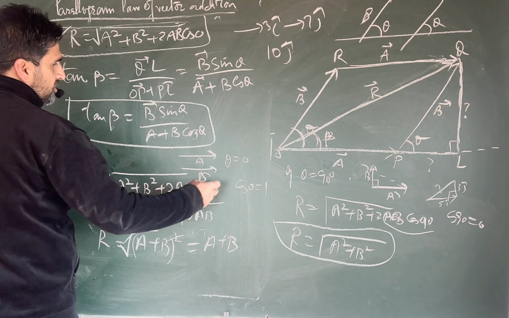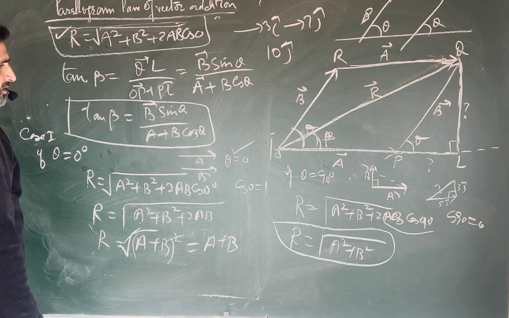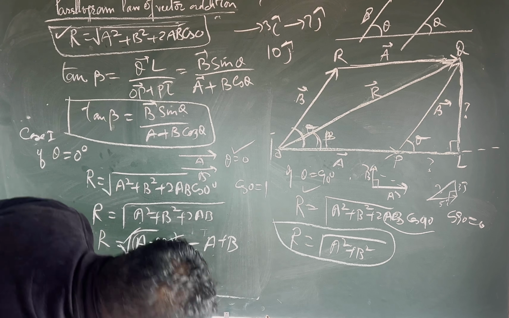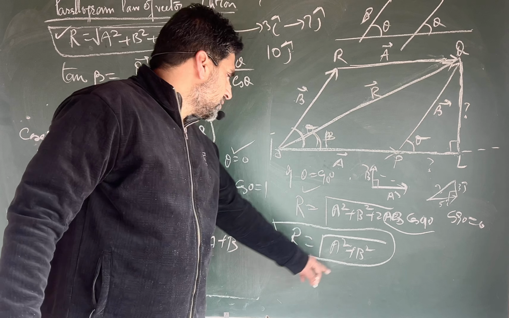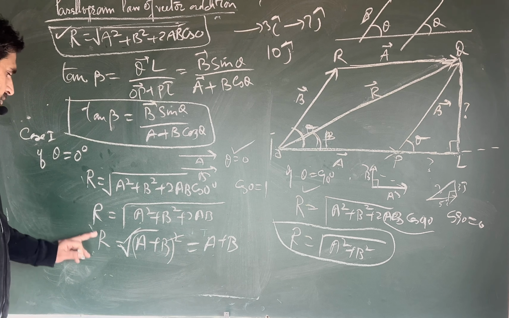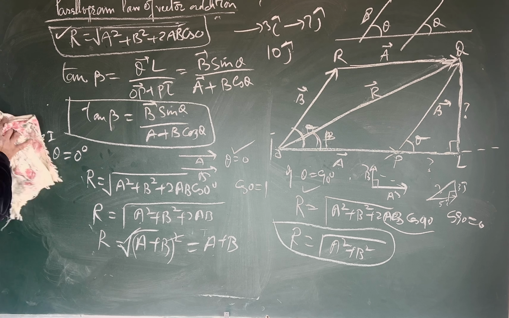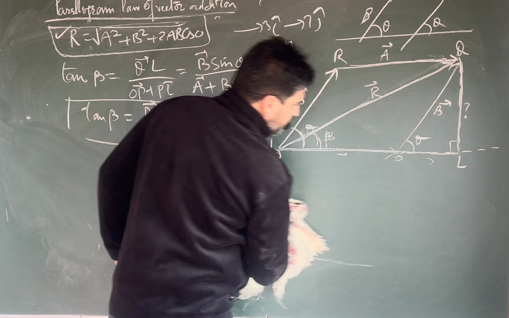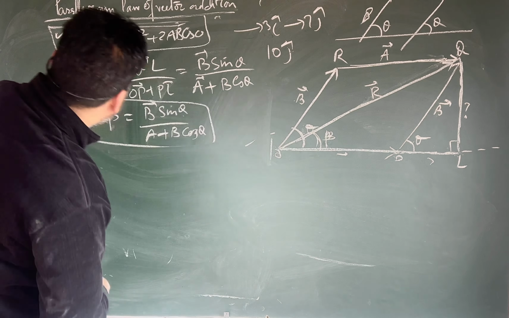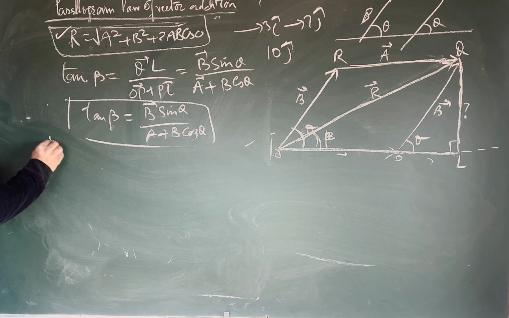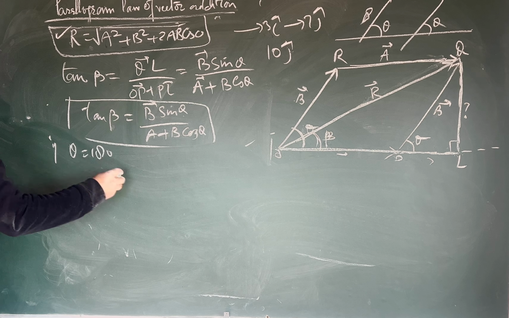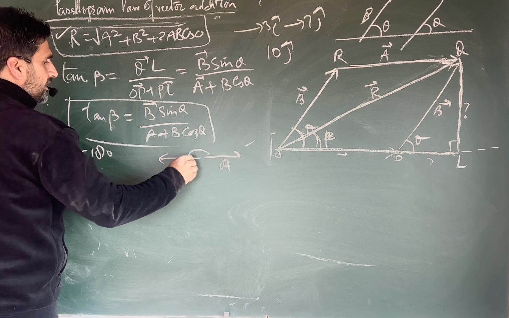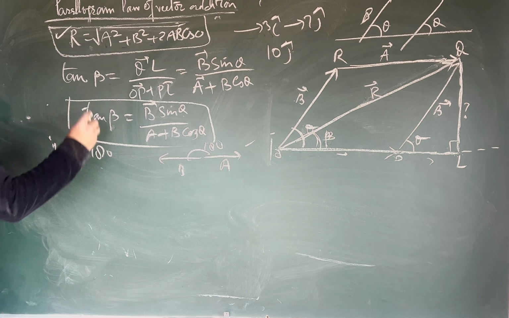Then the resultant R is equal to under root of A square plus B square. Here the angle was 0 degree between the two vectors, here the angle is 90 degree between two vectors, and the resultant is under root of A square plus B square. And here theta is 0, the resultant is A plus B, simple. Now, if the two vectors are opposite to each other, theta is 180 degree, meaning one vector is in this direction A and another is in this direction B, and the angle is 180 degree, then what will be the resultant?